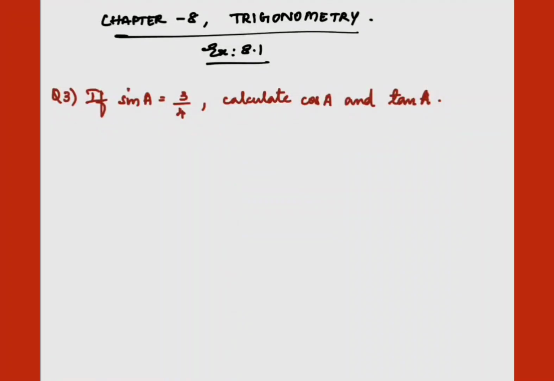Hello friends, in this video we will see question 3 of exercise 8.1, chapter 8, trigonometry. Question: if sin A is equal to 3 by 4, then calculate cos A and tan A.